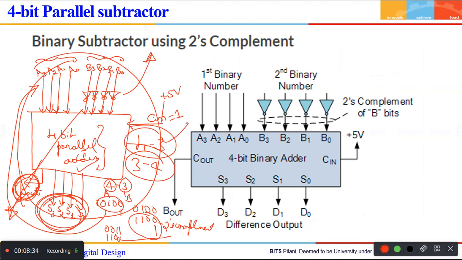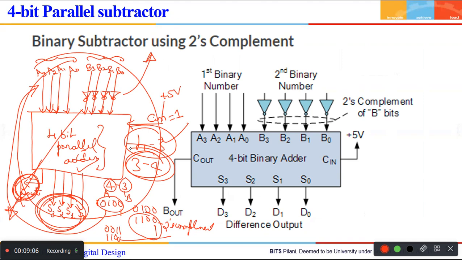While doing this using 2's complement, you will get a carry. That means the answer is positive. Now, when you do 3 minus 4, you will not get a carry. I have done this, I am not going to do it again. You practice. So here you will not get a carry. That means your answer is negative. And the answer is in what form? 2's complement form only. So you take once again the 2's complement, and you will get the actual number there.